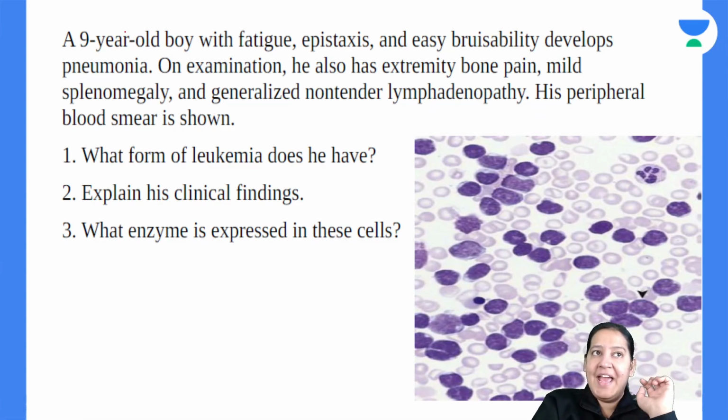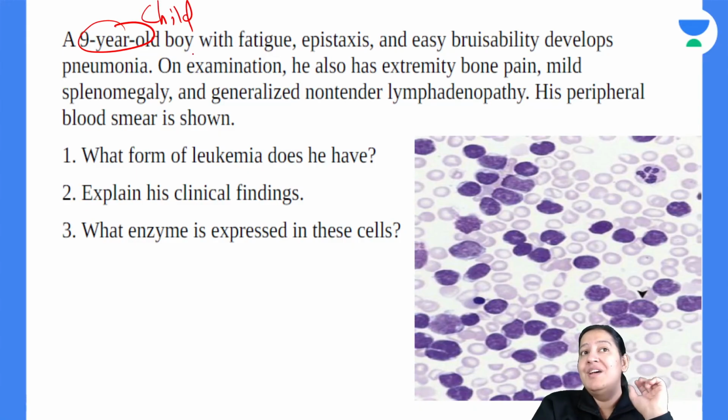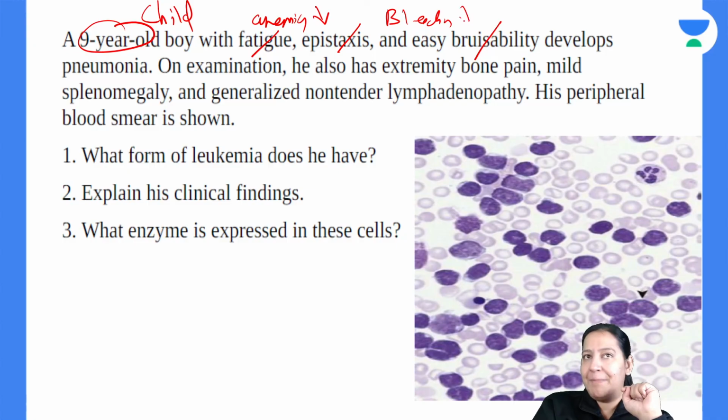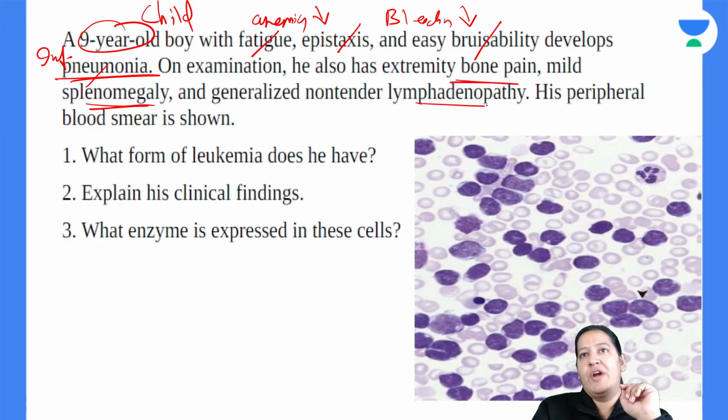So see, age, he is a child. The biggest clue given in the question. Child में कौन सा ल्यूकेमिया होता है? Only one leukemia in the child. Presented with fatigue. Fatigue का मतलब है anemia. I taught you fatigue means anemia. Epistaxis and bruisability means bleeding. So anemia means less RBC. Bleeding means less platelets. Right? And pneumonia means infection. The patient is having infection. So on examination, the patient has bone pain, splenomegaly and lymphadenopathy.